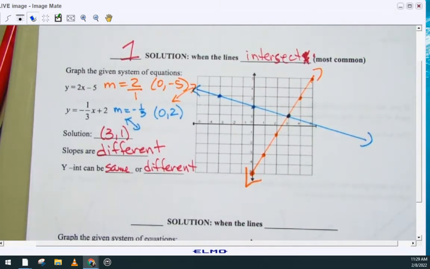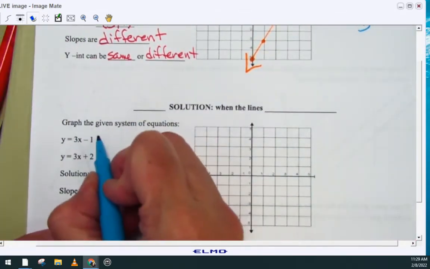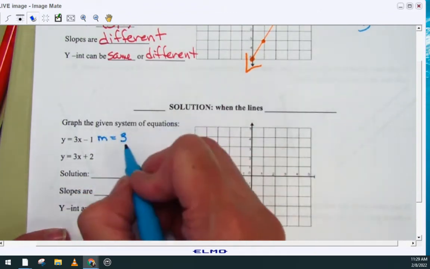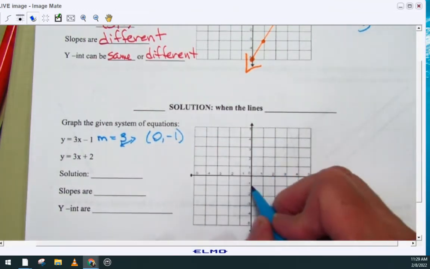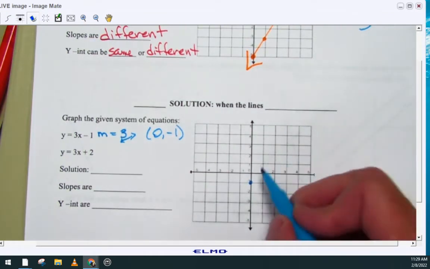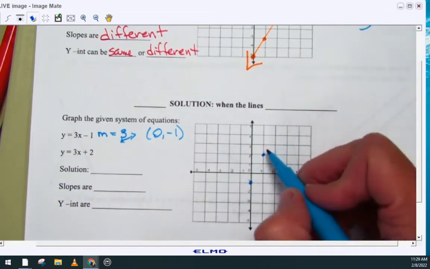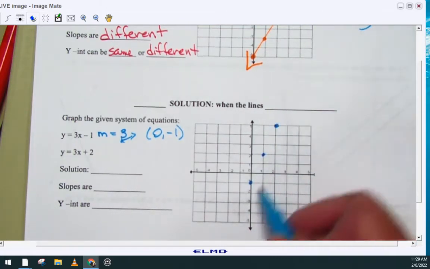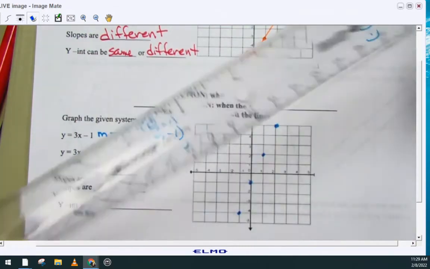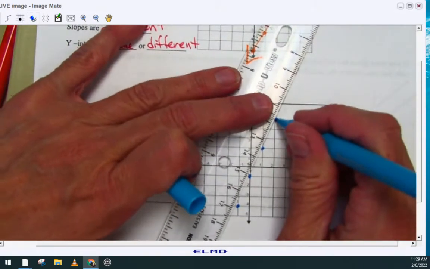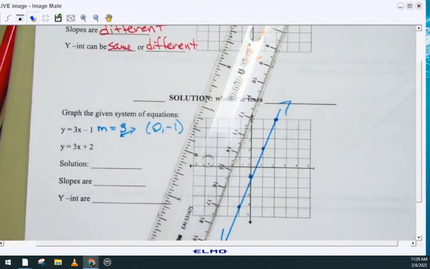Okay, let's look at the next one, down here. My slope here is 3. It's positive, so it's going this direction. Y-intercept of (0, -1), so I go to (0, -1). I'm going to go up 1, 2, 3, and I need to go to the right because I need it to be positive. I could have gone down 1, 2, 3, but I would have had to go to the left. So then I draw my line. That's not very good, but you can still see it.